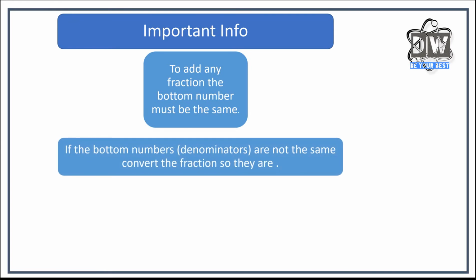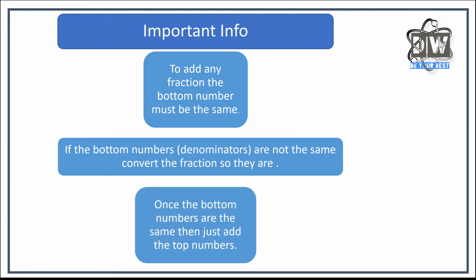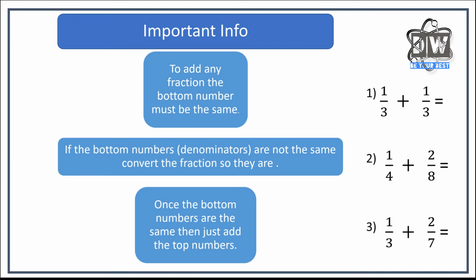Secondly, if the bottom numbers, the denominators, are not the same, then just convert the fraction. We'll go through this, so don't worry. Once the bottom numbers are the same, then just add the top numbers. It really is as simple as that. We're going to do some examples here. We're going to go over each one.